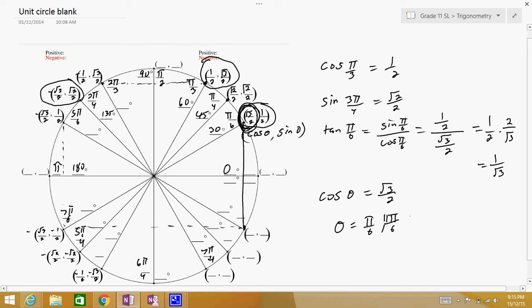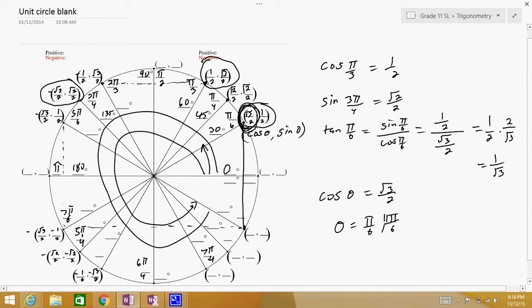And to be truthfully honest, there's actually an infinite amount of answers to this question. Because not only is this pi over 6 an answer, and also this 11 pi over 6 an answer, but you could actually keep going around. You could go all the way around and back again, and suddenly you have another answer of 13 pi over 6. And you can keep going forever.